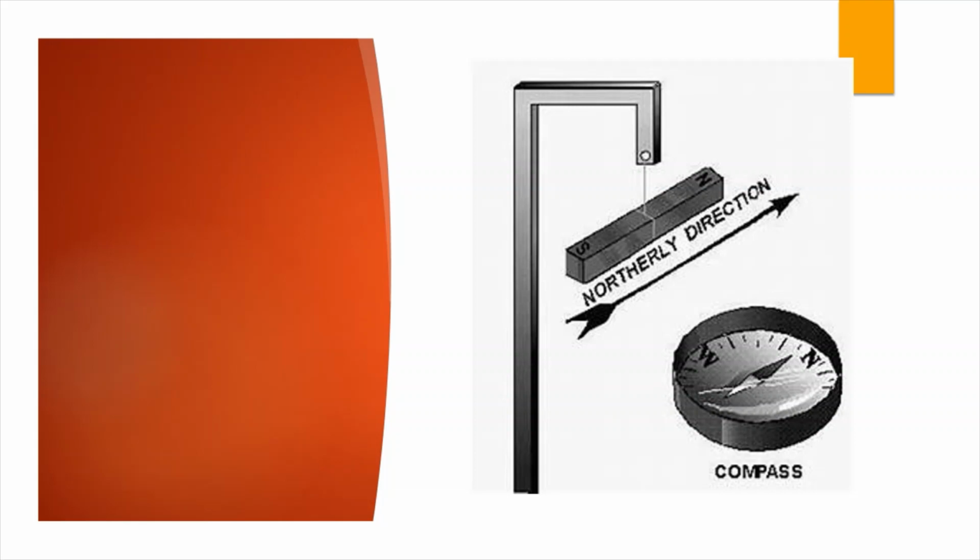So the end which is pointing towards the north of the earth must be the south pole of the magnet. But since it is pointing towards the north pole of the earth, it was given the name north pole of the magnet. Clear? And the end of the magnet which is pointing towards the south pole of the earth must be the north pole of the magnet. But since it is pointing towards the south of the earth, the name given was south pole of the magnet.